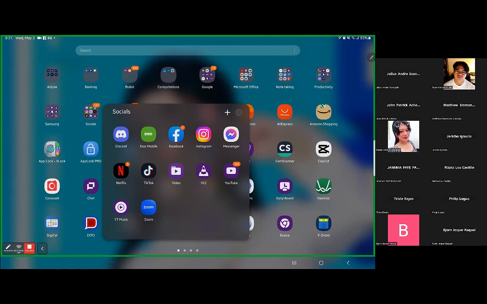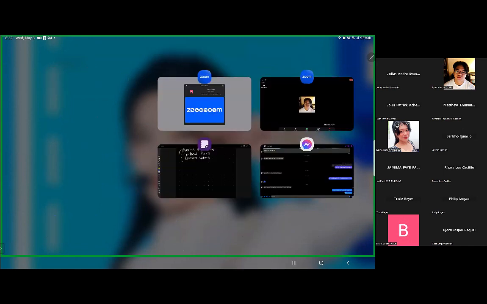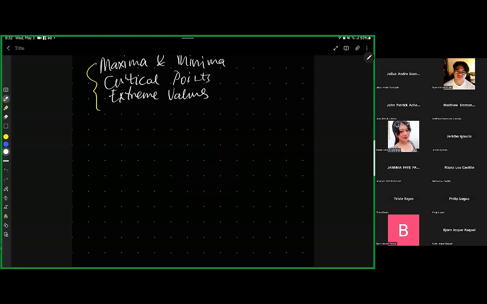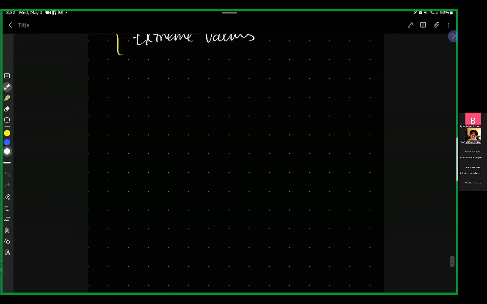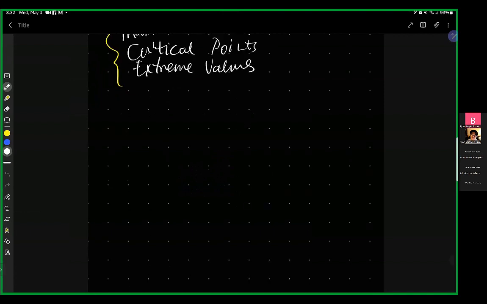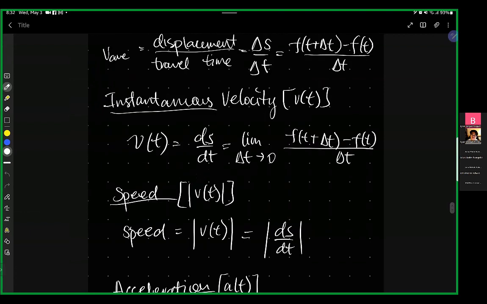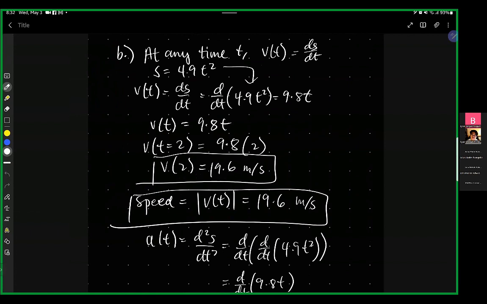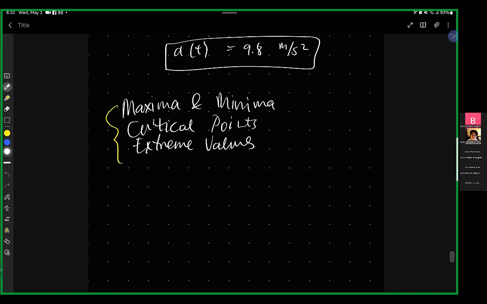Okay. So, I believe you can see my screen right now. So, last time we discussed implicit differentiation and certain applications of derivatives. So far, these things that we have discussed last time are very brief. Mababaw lang pala sila ng application natin.